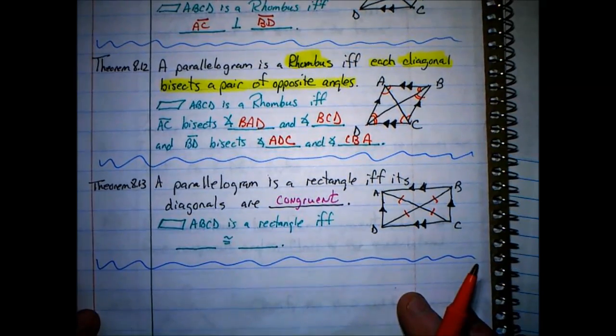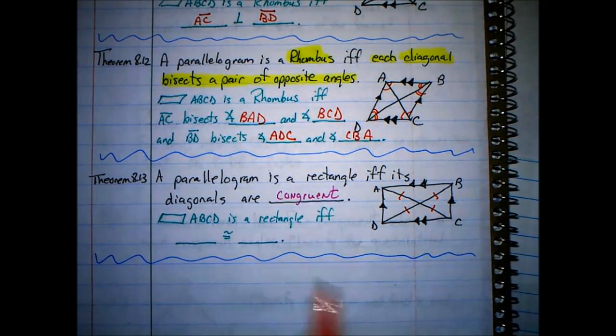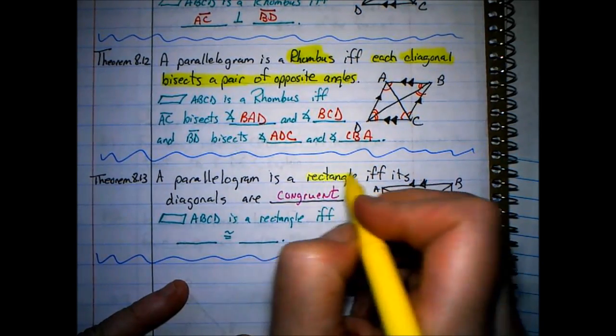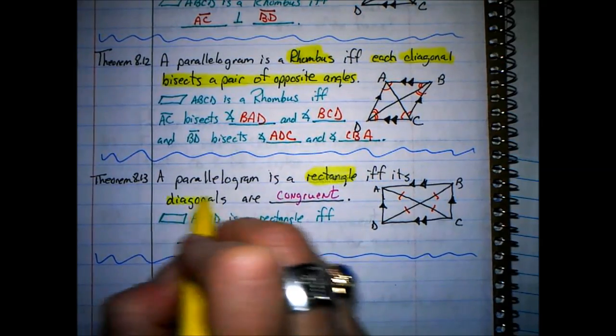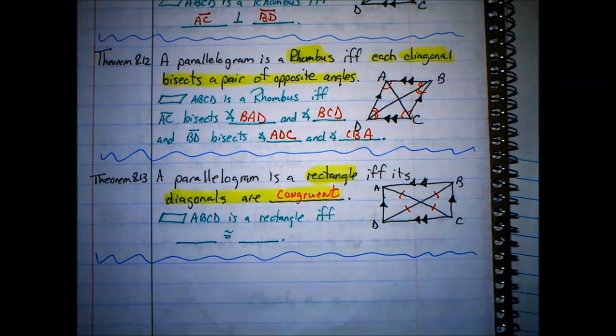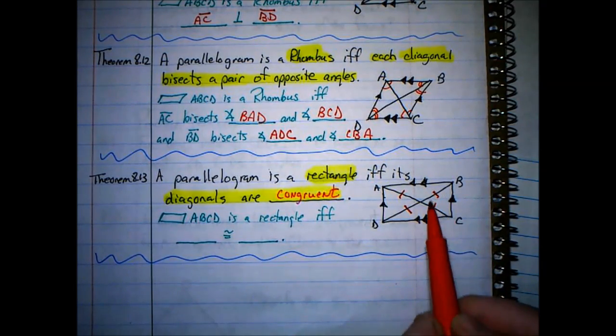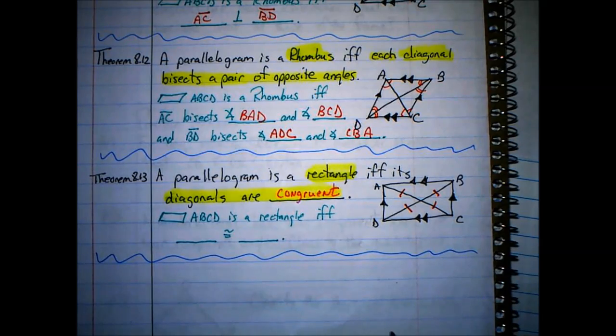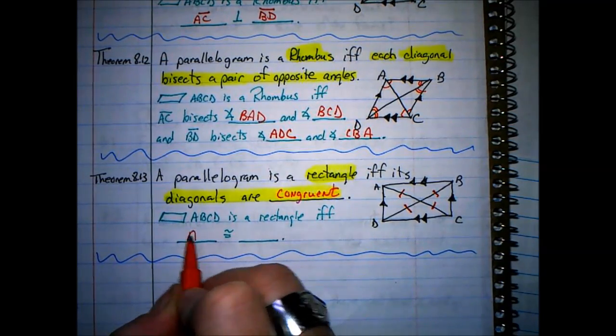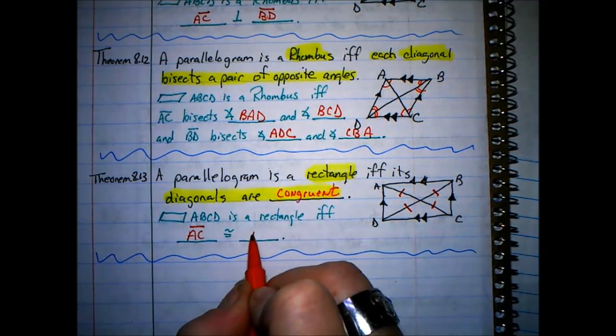Theorem 8.13 says a parallelogram is a rectangle if its diagonals are congruent. Okay, that means they're equal in length. So if I'm looking at the example, notice I have one congruent marks, meaning all parts are congruent. That also means they bisect each other, by the way. It says that this quadrilateral ABCD is a rectangle if AC is congruent to BD.